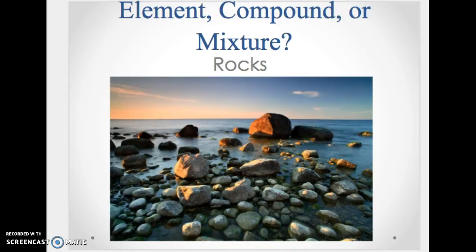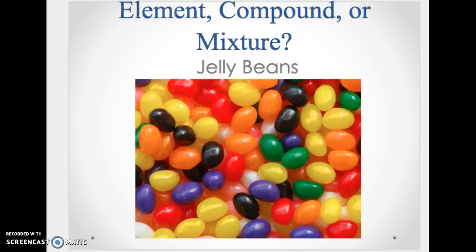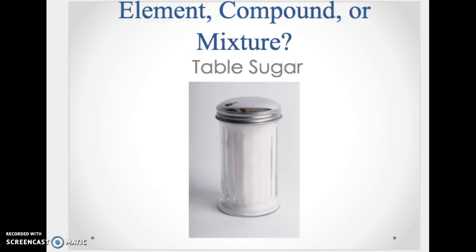So what do you guys think? If you said mixture, you are correct. Good job. How about copper? What is copper? Duh, obviously, we've mentioned this already. This is an element, okay? We can find that on the periodic table using the symbol Cu. What about jelly beans? What would those be? If you said mixture, you are correct again. Good job. How about table sugar? So just regular plain old sugar that you put in your Kool-Aid. What would that be? If you said compound, good job.